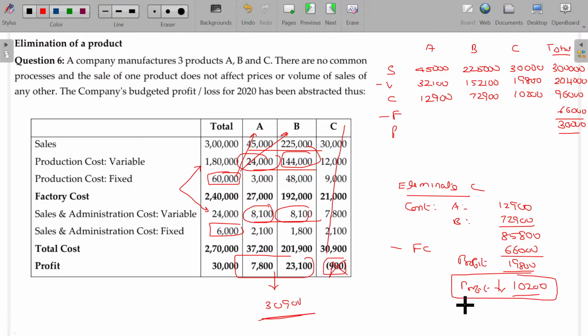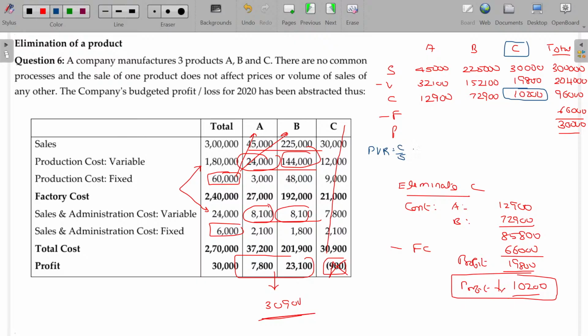The profit decrease of 10,200 is nothing but the contribution lost due to the elimination of this product. So, as you were supposed to eliminate C, you thought only 900 rupees negative balance was going to be removed. No, by stopping C, the contribution because of C is going to be lost, which is 10,200 rupees. Existing profit 30,000 is now reduced to only 19,800. The decrease in profit is due to elimination of C and the contribution in it. Remember, calculate the PVR.